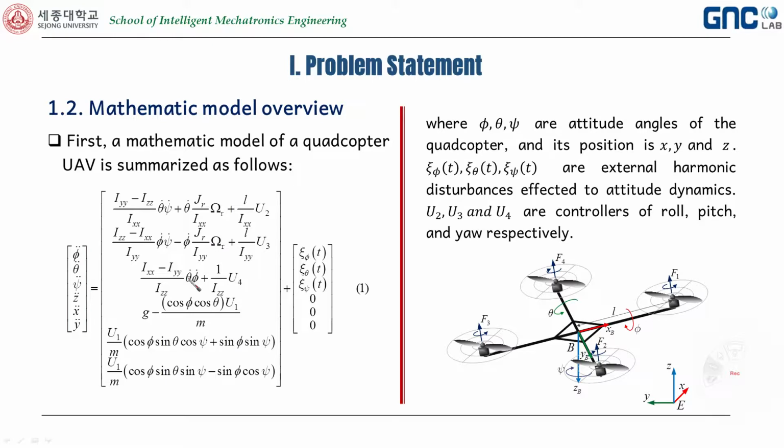You can take a look at this formula. This formula is a mathematical model of the quadcopter. Phi, theta, and psi are the attitude angles of the quadcopter UAV, and its position is x, y, and z. C phi, C theta, and C psi are external harmonic disturbances affecting the attitude dynamics. U2, U3, and U4 are the controllers of roll, pitch, and yaw dynamics respectively.